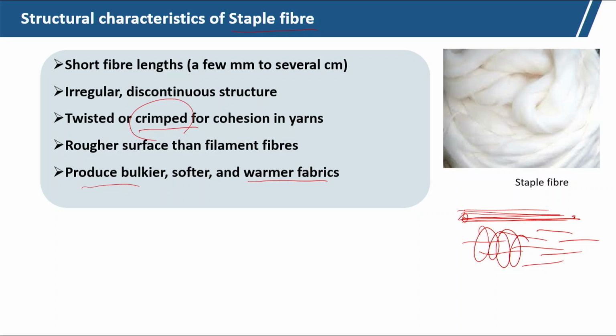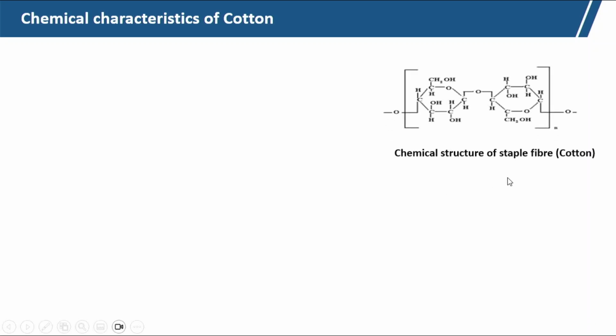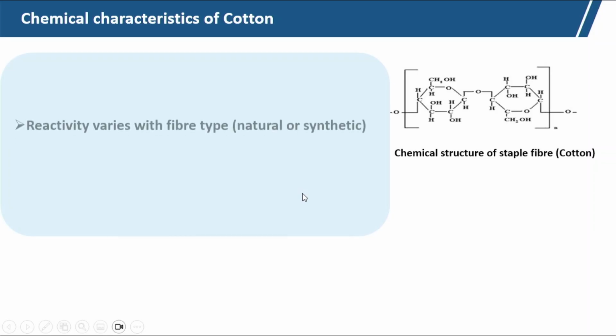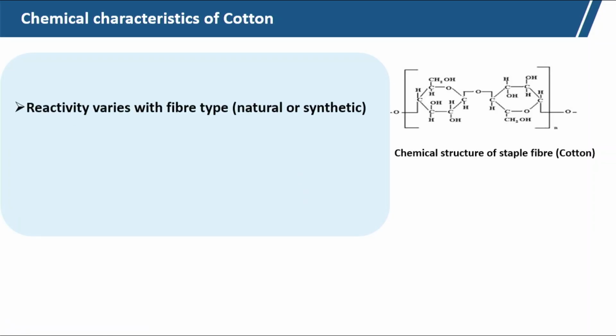Because in staple fiber yarn the air pockets are there, and this entrapped air has a high thermal resistance. So, they produce warmer fabric than the continuous filament fabric. Cotton, wool, flax are the examples of natural staple fiber. Now, if you see the chemical structure of cotton, it is a cellulosic fiber. So, cotton is one very common natural staple fiber.